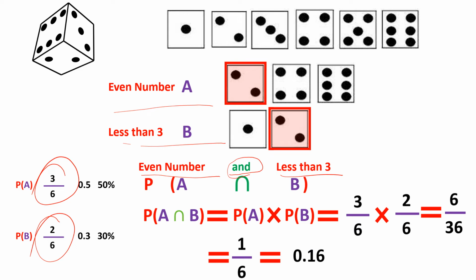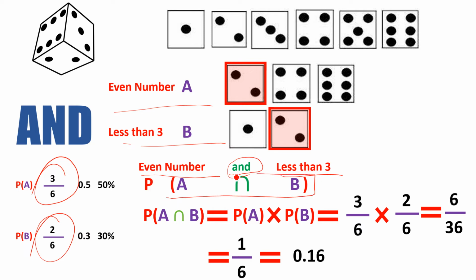So this is called the AND event. I just hope that it was clear. In an AND event, all that we try to find is the intersection of 2 or more given events. Here the first event was having an even number, and the second one was having a number less than 3. So wherever it intersects, that was the probability of A intersection B.